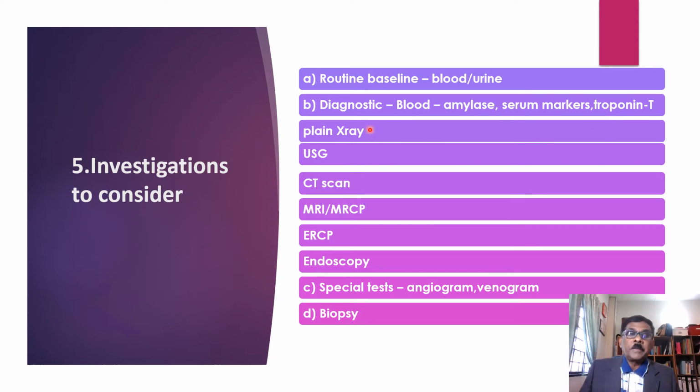Then we have the imaging techniques, which include the plain X-ray of the chest or abdomen, the ultrasonography or ultrasound scans, the CT scans, MRI and MRCP, ERCP, endoscopy, upper and lower GI endoscopy, and special tests such as the angiogram and venogram as and when they may be required, and finally tissue biopsy, which can be the FNAC or true cut core biopsy.